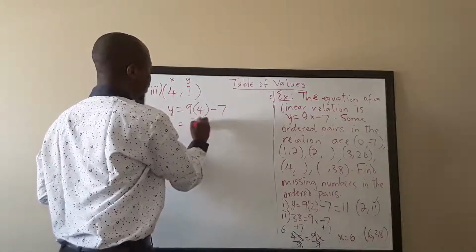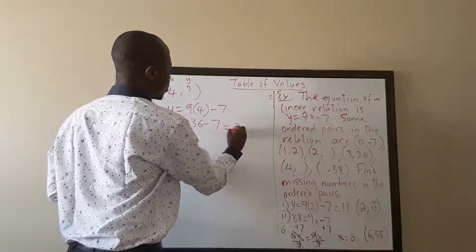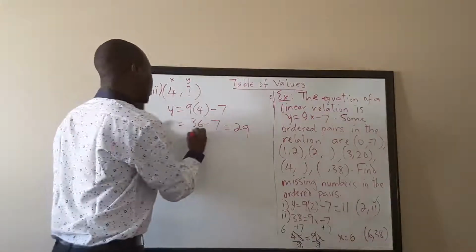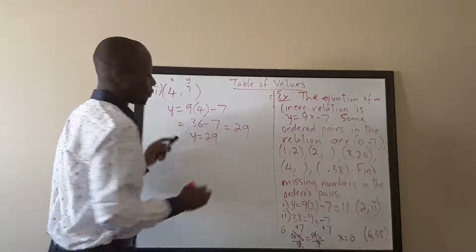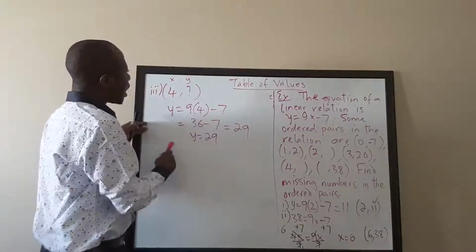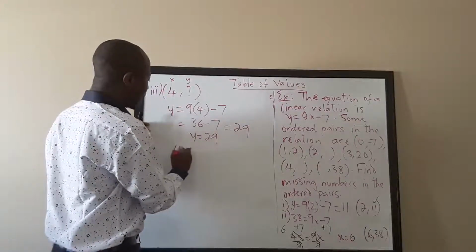9 times 4 is 36, minus 7 is 29. So therefore y is 29. So our ordered pair is 4 and 29.